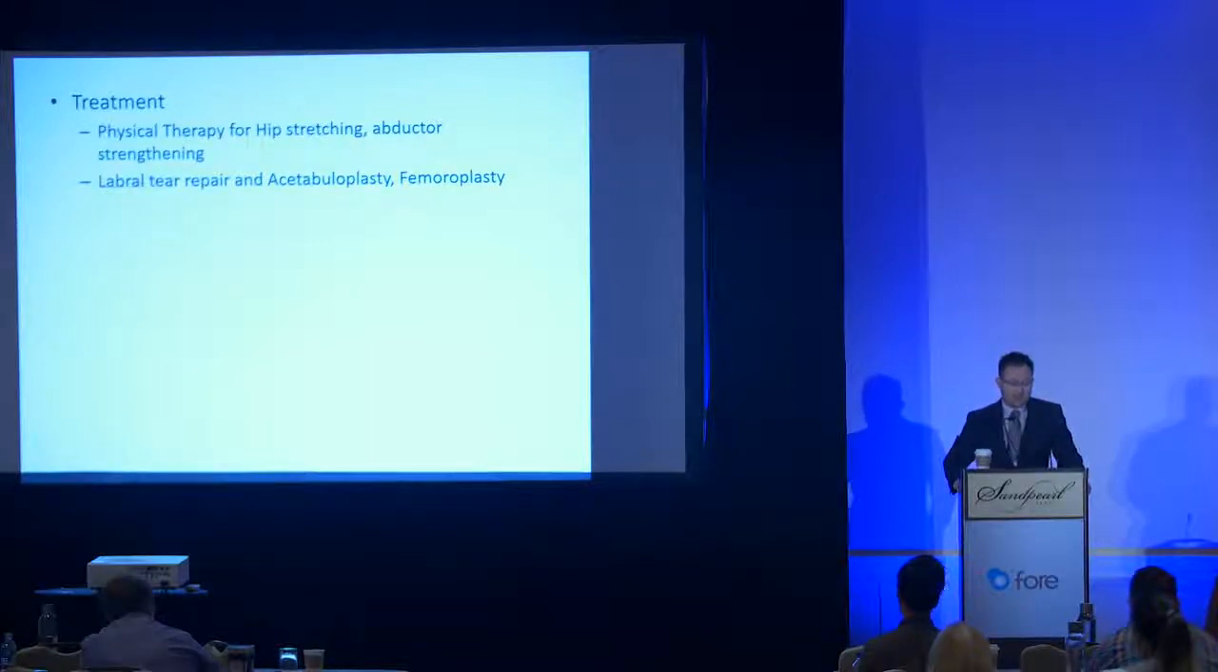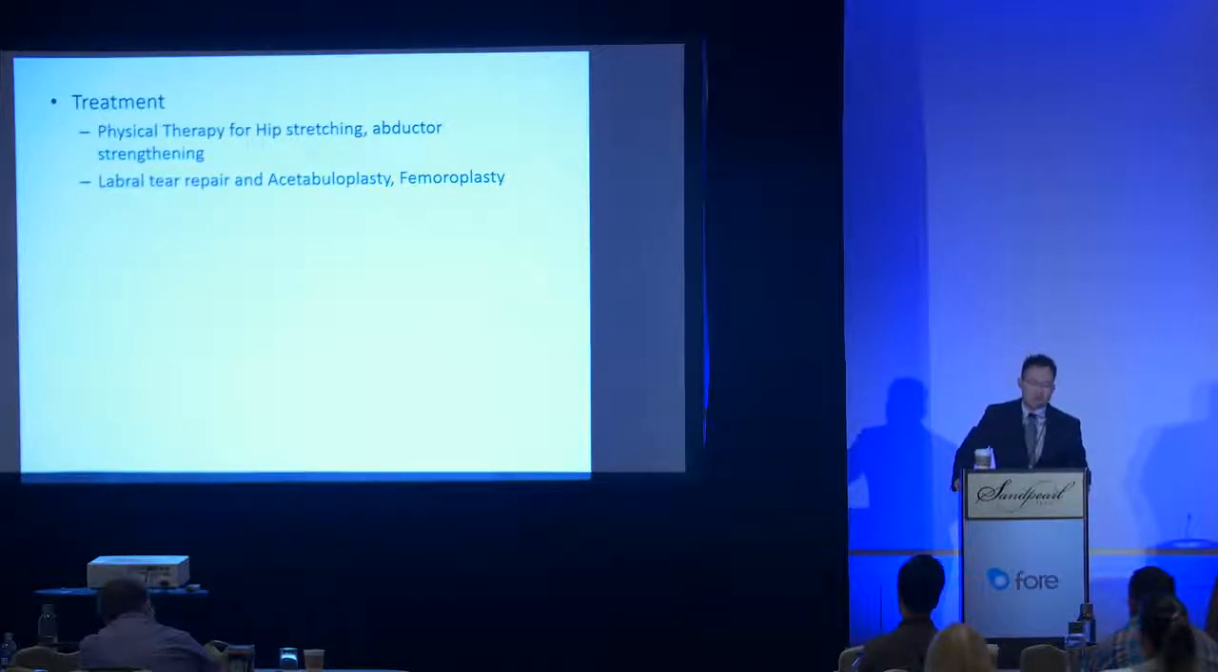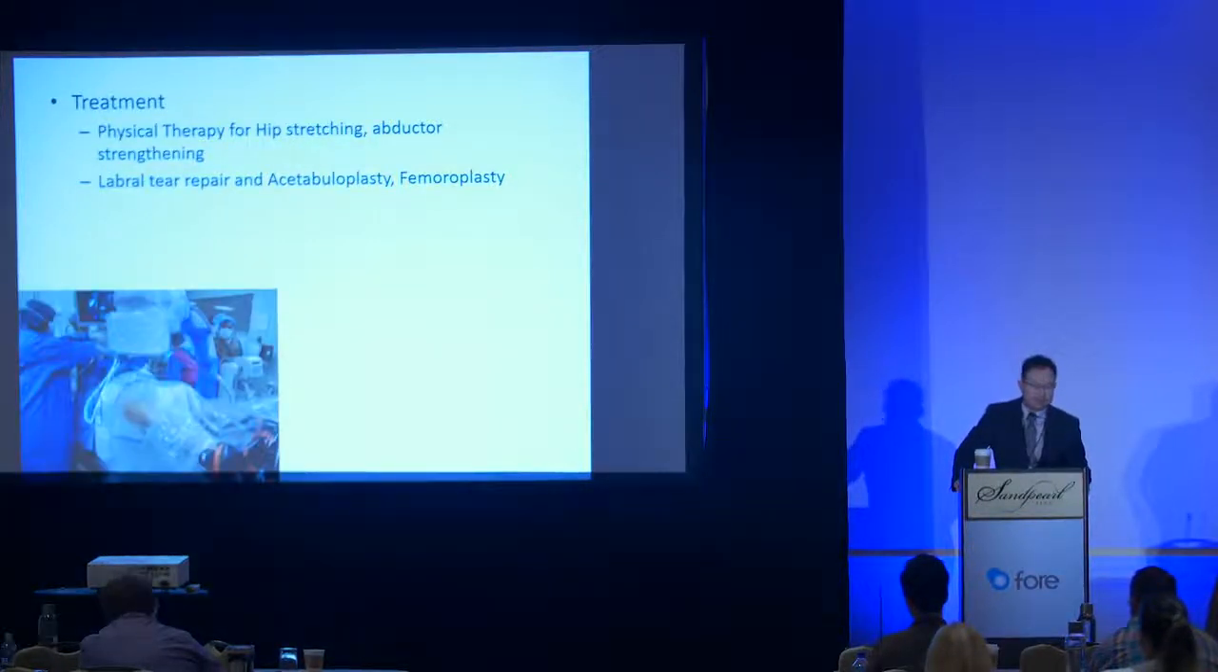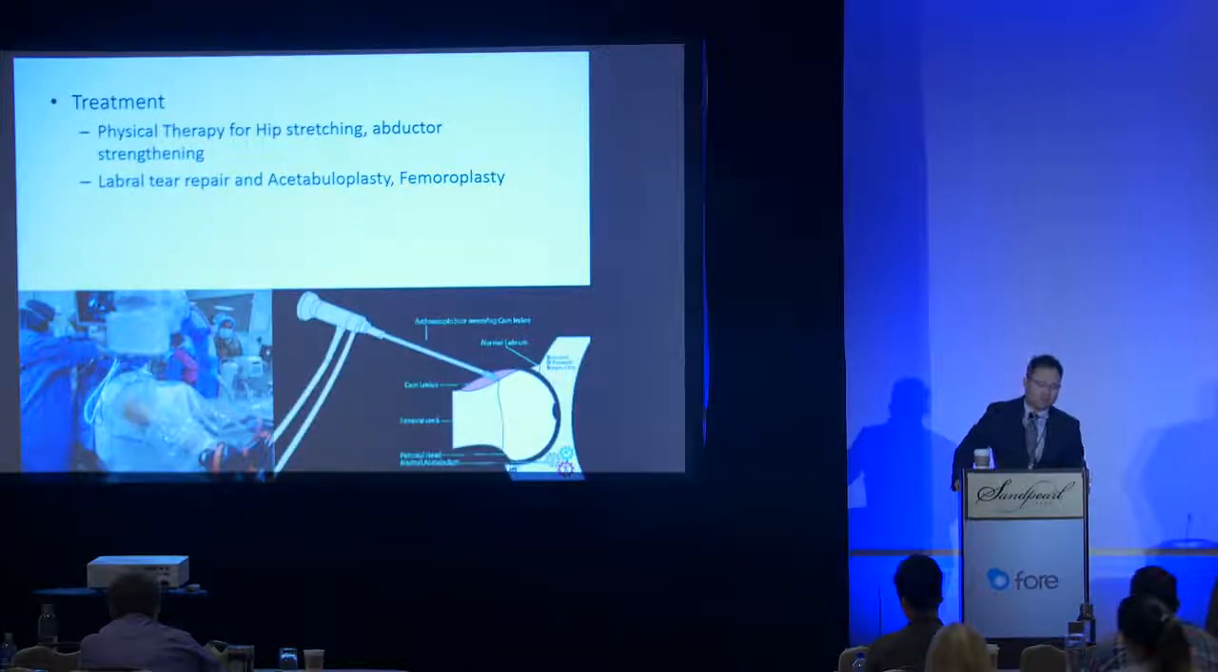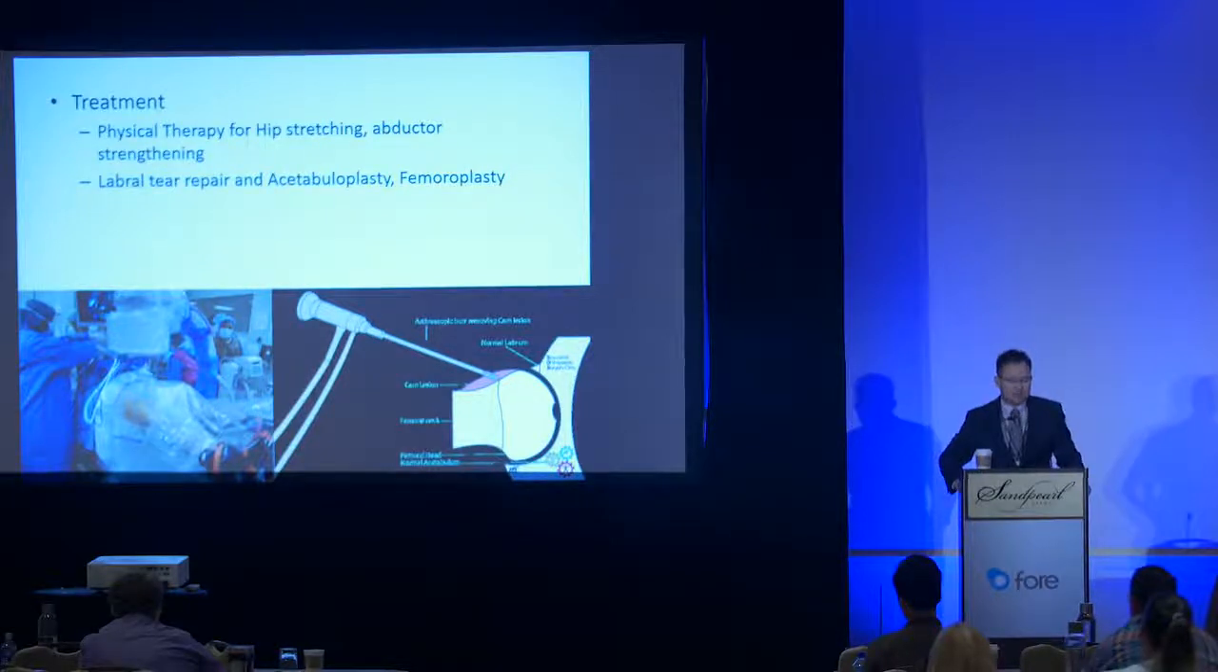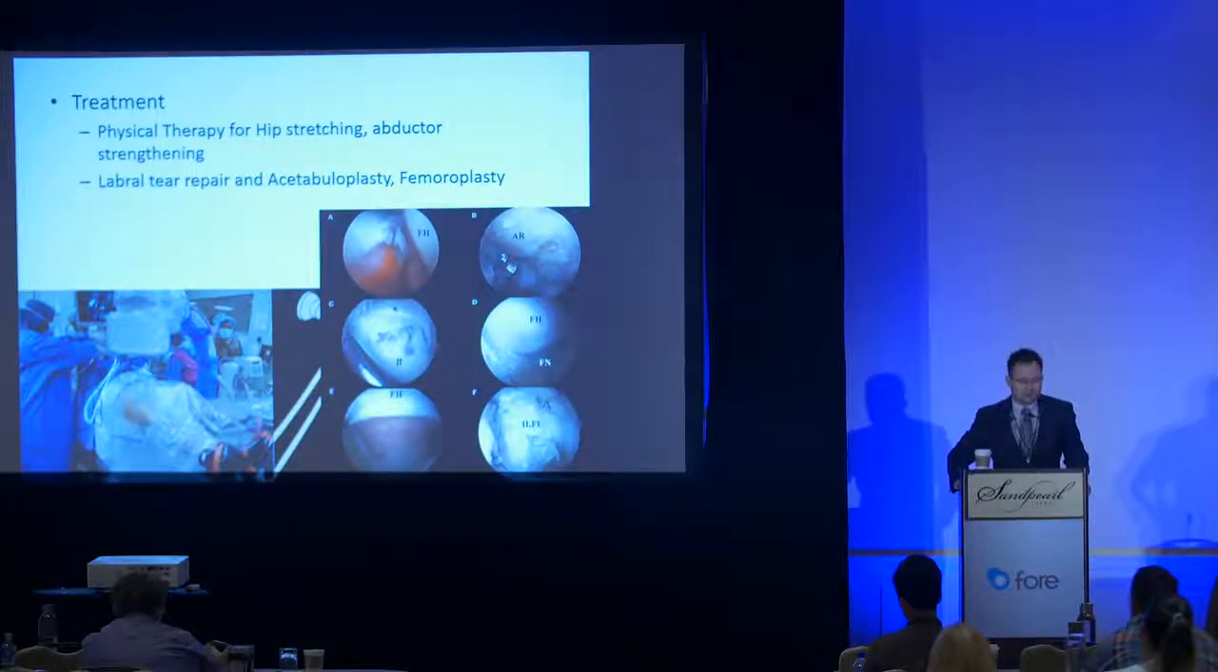And then if that fails down the road, we're often doing a labral tear repair, acetabuloplasty, meaning we shave down that little pincer lesion, and then femoroplasty, meaning we shave down that cam lesion. And so this is kind of a typical setup with arthroscopy, and we're taking a little bird device there and taking off that neck lesion in that cam, and this is what it looks like in the operating room in terms of reshaping that femoral neck.